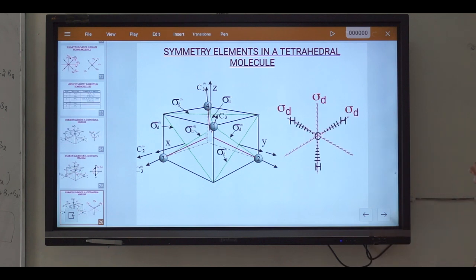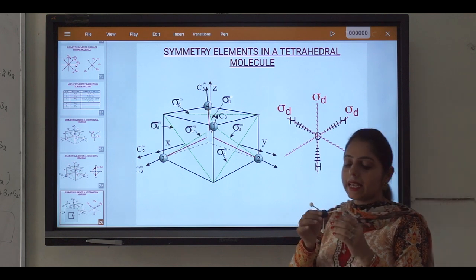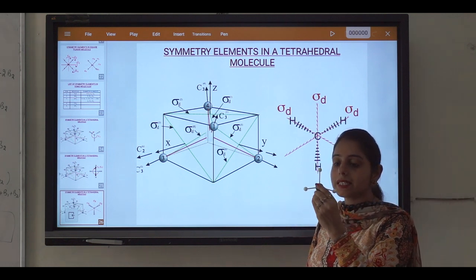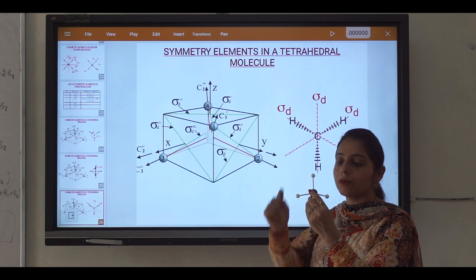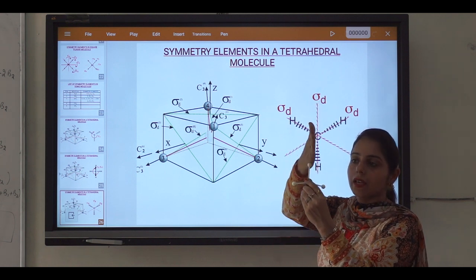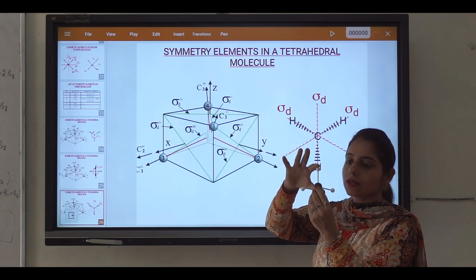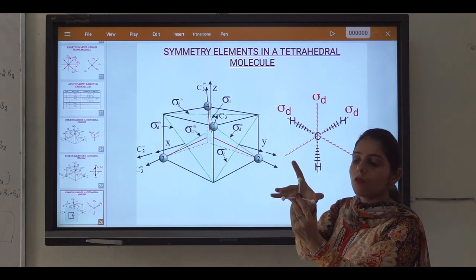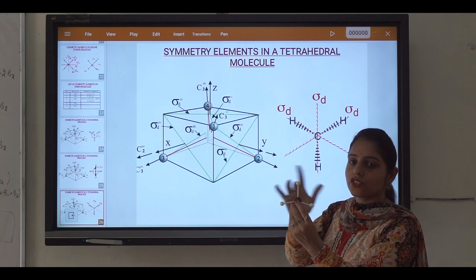Again, next up is the sigma D. Well, in the case of the methane molecule, the sigma D plane includes one carbon and two hydrogens. This way. So one carbon and these two hydrogens will not change their positions, while the other two hydrogens will change their positions.